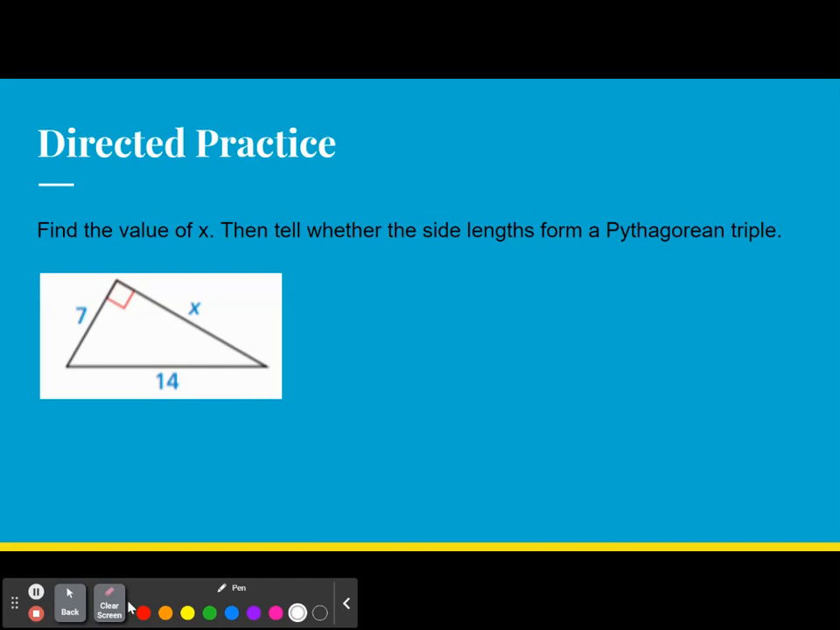One thing I noticed while checking your notes is that some of you have not been putting the missing parts on there, and then whenever you go back to look at your notes, they're not helpful because you're like, where did this even come from? So, to benefit you, you need to write down that this side is x, this side is 7, and this side is 14.